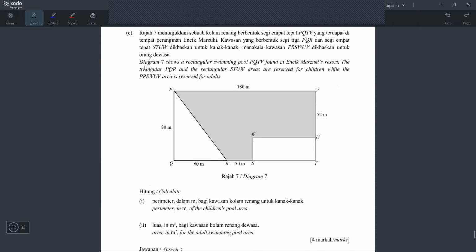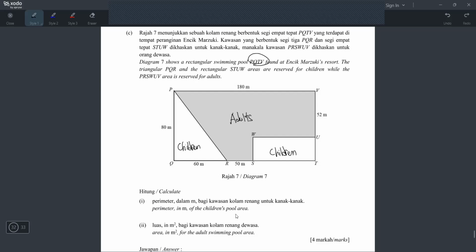Soalan C. Diagram 7 shows a rectangular swimming pool PQTV found at Inche Marzuki's resort. The triangle PQR and rectangular STUV areas are reserved for children. So this is the children's pool. This one also children's pool, untuk kanak-kanak. While PRSWE is area reserved for adults. So this is the adults punya swimming pool.